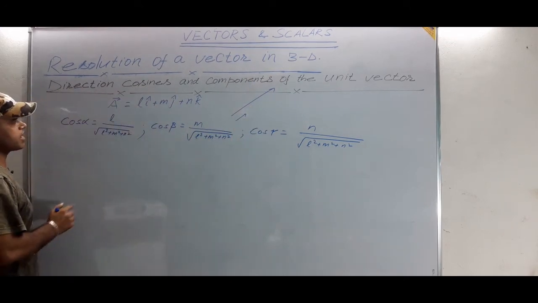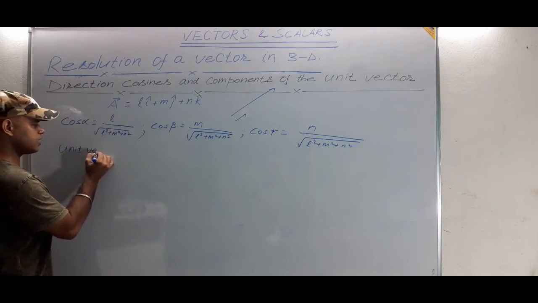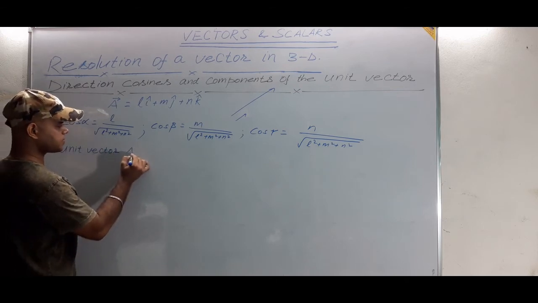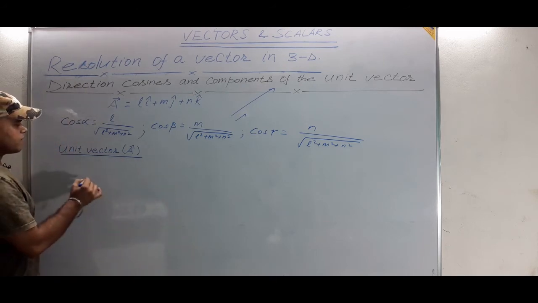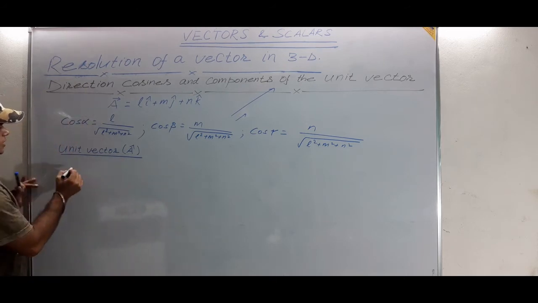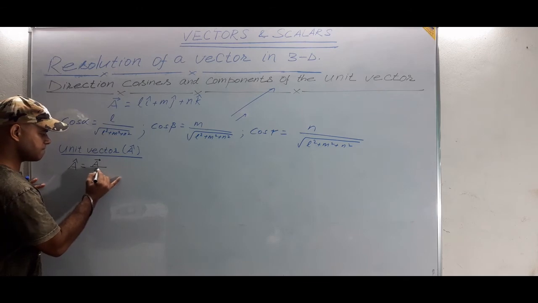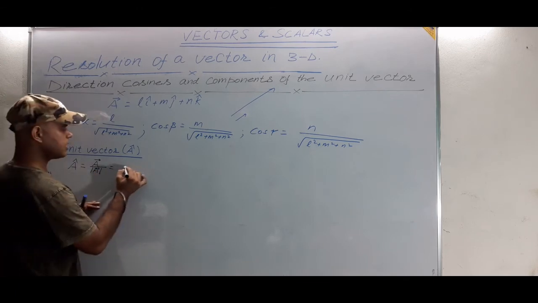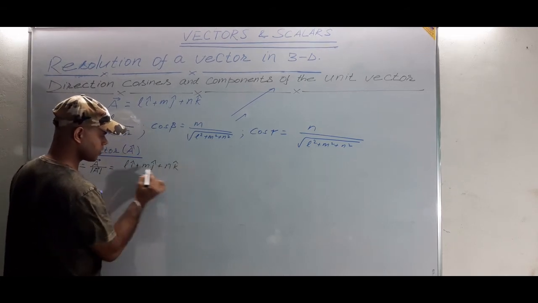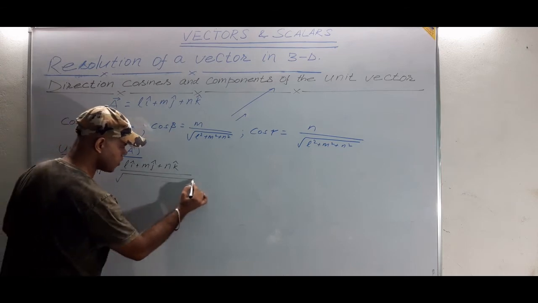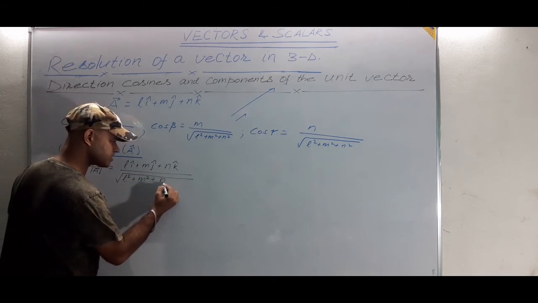So that is what I am going to find, the unit vector for this a vector. So let's find the unit vector of a vector, and let's represent it by a cap, right? The unit vector a cap will be the vector divided by its magnitude. What is the vector? Li plus mj plus nk. What is its magnitude? We already know: the root of the sum of squares of its components. So root of L square plus m square plus n square.